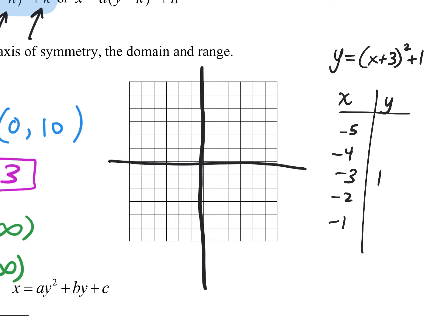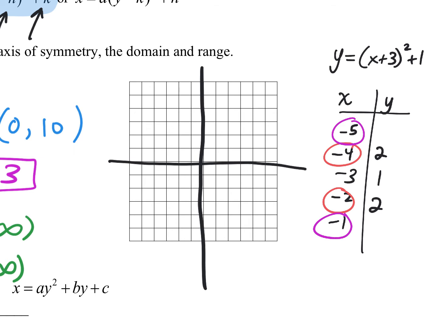Quadratics are symmetrical, so anything that happens when x equals -4 will also happen when x equals -2. Whatever happens at -1 will match at -5. I can find these values by plugging these quantities in. If I were to plug in -2, I would have the quantity 1 squared plus 1. 1 plus 1 is 2.